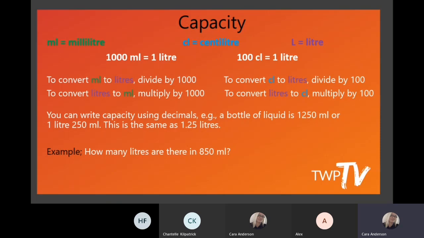So litres to milliliters, you're multiplying by 1,000. Milliliters to litres, you're dividing by 1,000. So your 850 divided by 1,000 is 0.85. Remember, always put the units at the end to show your answer.